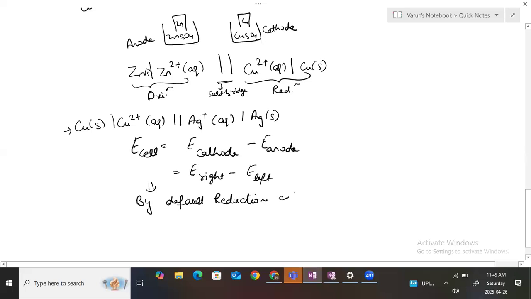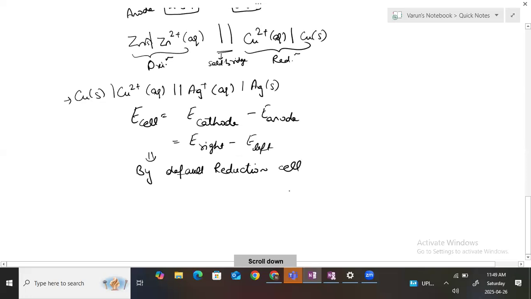Because we have two types of potential: oxidation potential and reduction potential, the standard electrode potential. So we can write E reduction potential of cathode minus E reduction potential of anode. I can write it here.